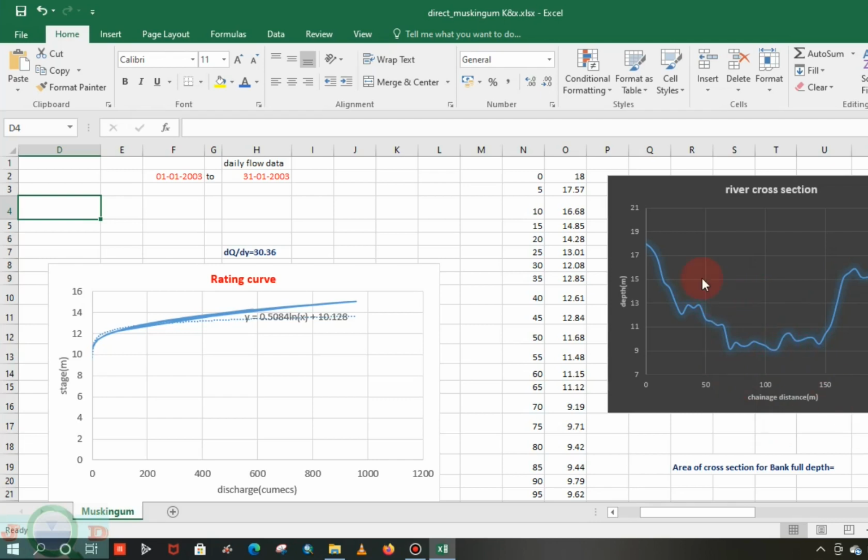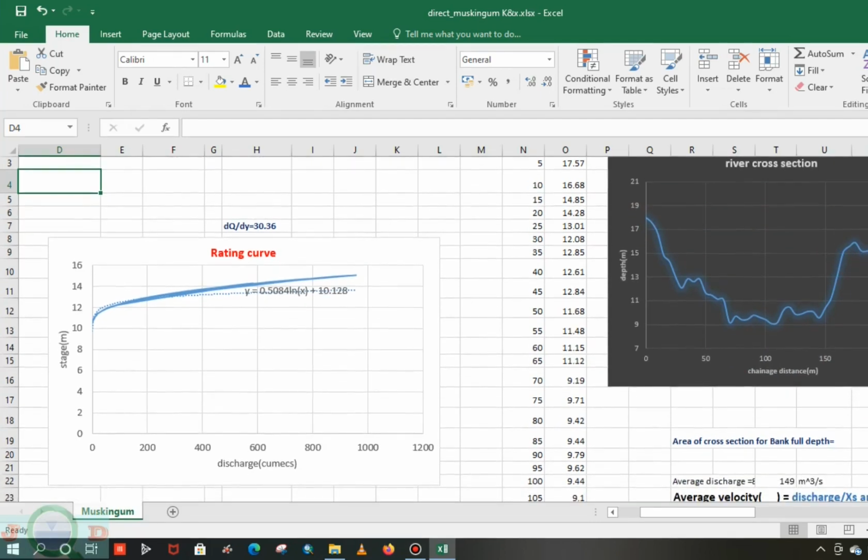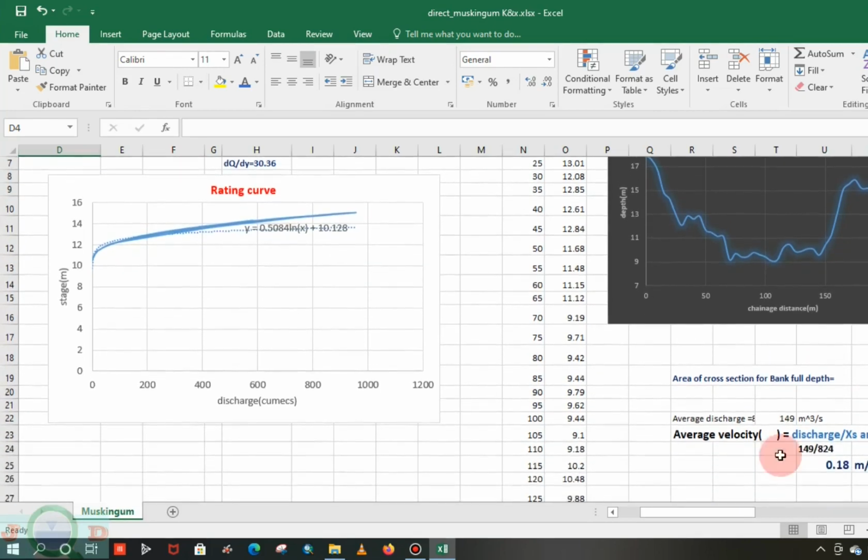So the area when there is a bank full depth of flow. The cross-sectional area for the bank full depth is 824 meter square. And the average discharge is measured from the average discharge during the monsoon period.